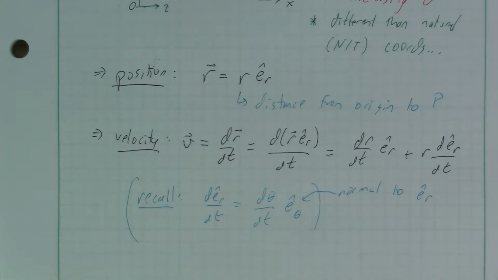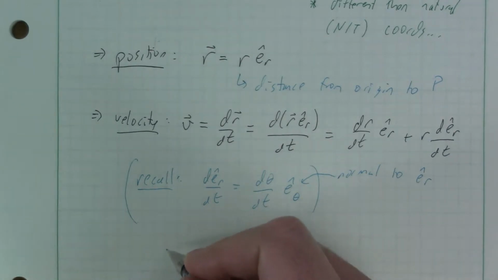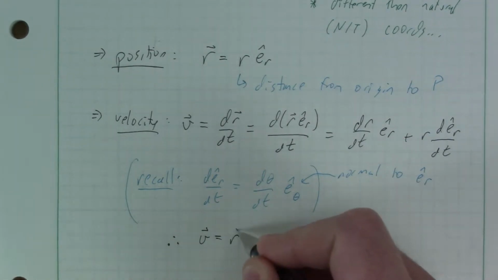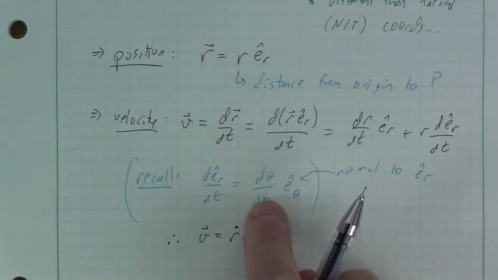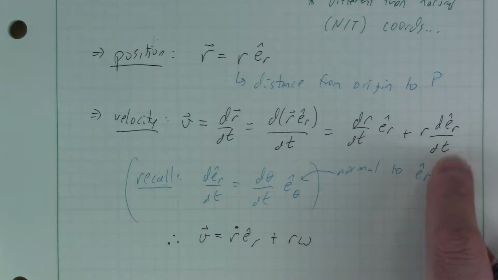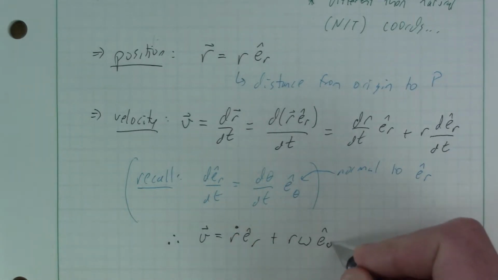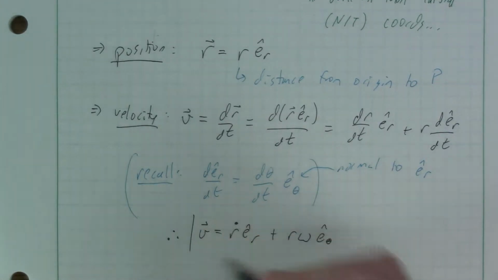Okay, great. We might make a further statement on that here in a second. Okay, so our final result is that V is equal to r dot, which is dr/dt, with the radial unit vector, plus r omega, and then d e_r/dt is omega e_theta, our unit vector in the angular direction. And that's it.